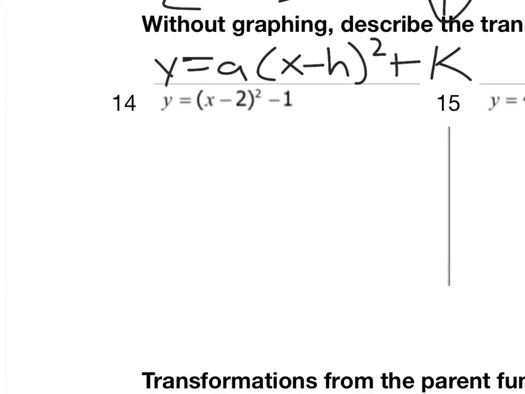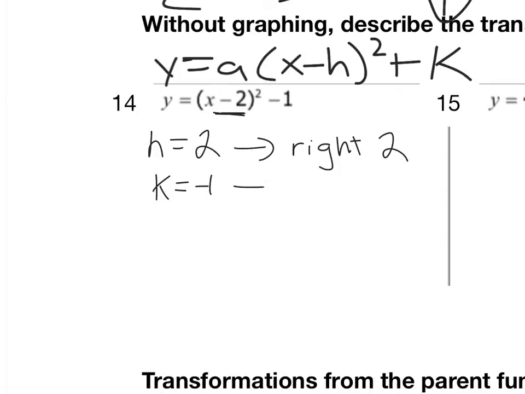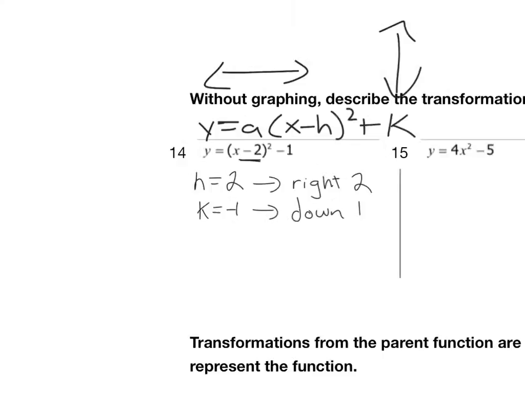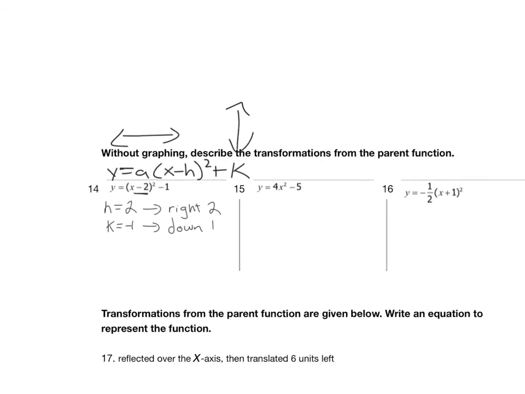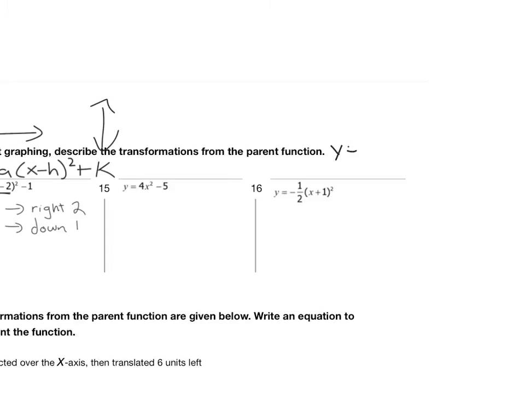All right, so if we look at number 14, it looks like we have a change on the horizontal. What does h equal? Remember, h is always opposite, so h is going to be 2. And that tells us that we are going to the right 2 spaces. What does k equal? k is -1. That tells us we are going down 1 space. And those would be the only 2 transformations for this equation in relation to the parent function, which, I should have written that here, is y equals x squared.